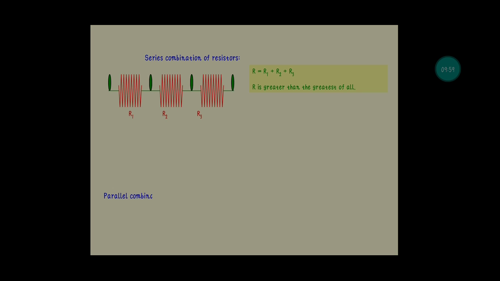If I connect them in parallel, the potential remains the same, but I'll have a different current. The total or effective resistance turns out to be 1 by R equals 1 by R1 plus 1 by R2 plus 1 by R3, and so on. Here the R will be less than the individual R, right? So this is what we have about the series and the parallel connection.